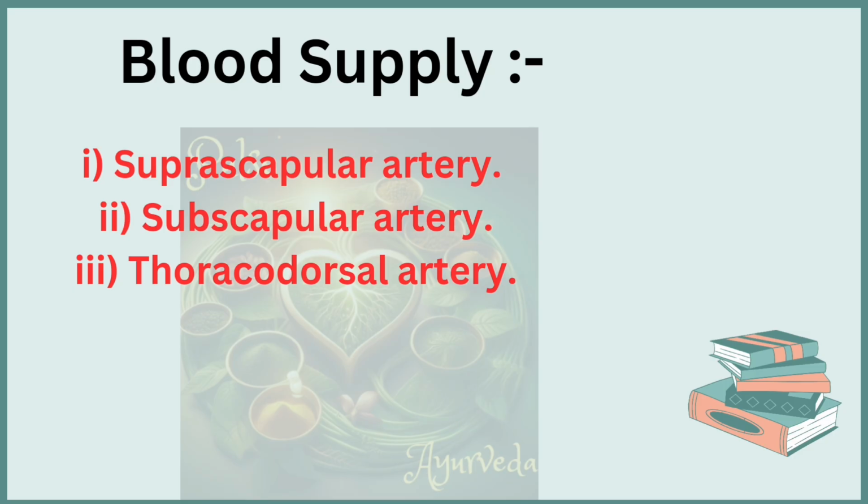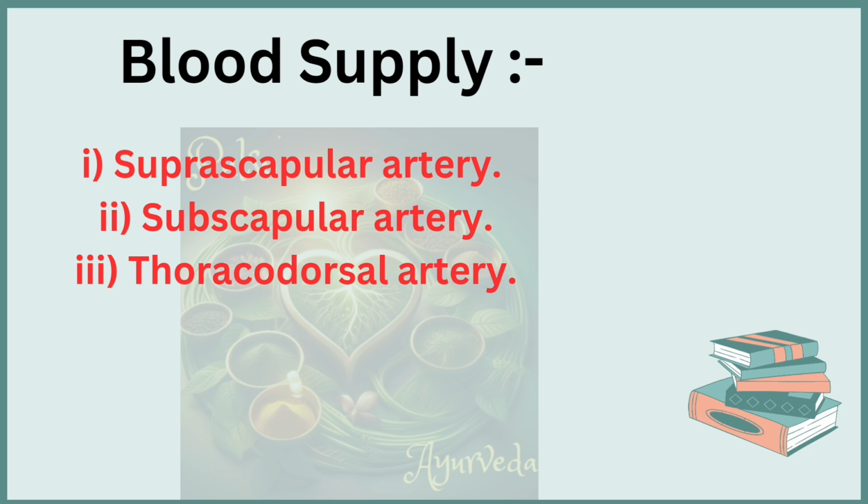Now next we'll see about the blood supply of the scapula. First one is suprascapular artery, subscapular artery, and then thoracodorsal artery. These all are the main arteries of the scapula which supply blood to it. Now, as we can see, there are many arteries, but these three are the main of it.